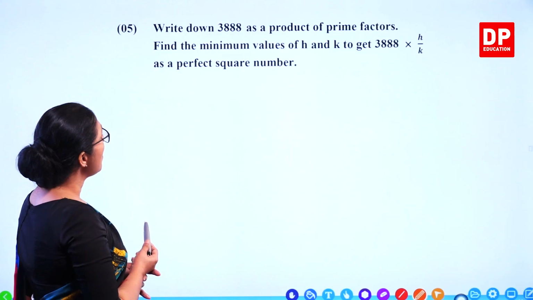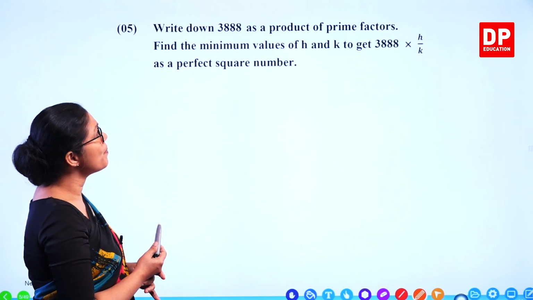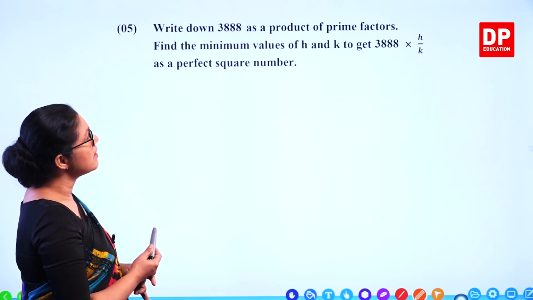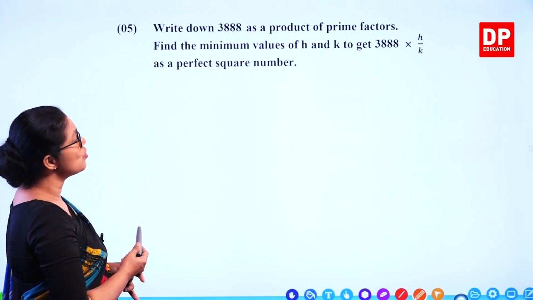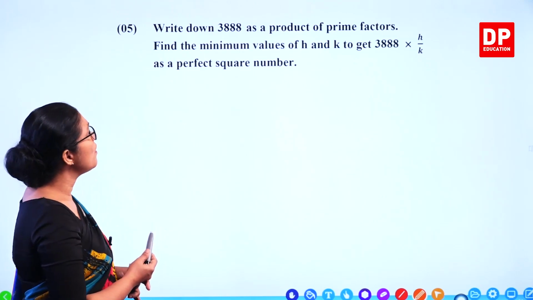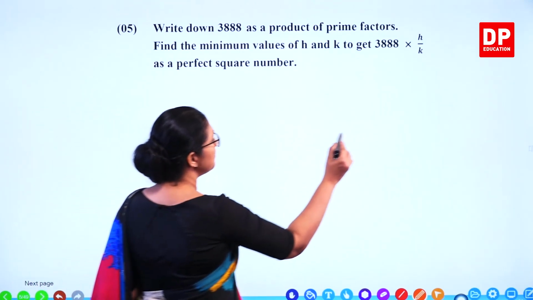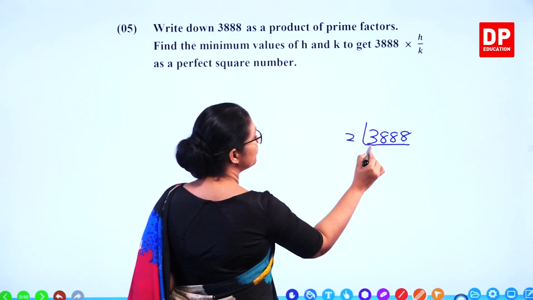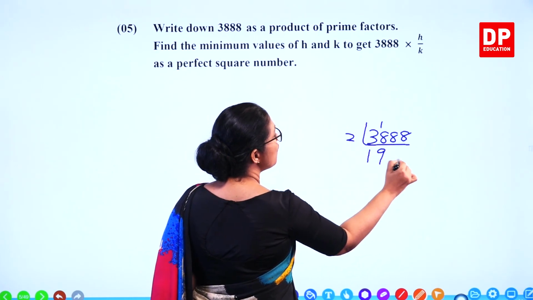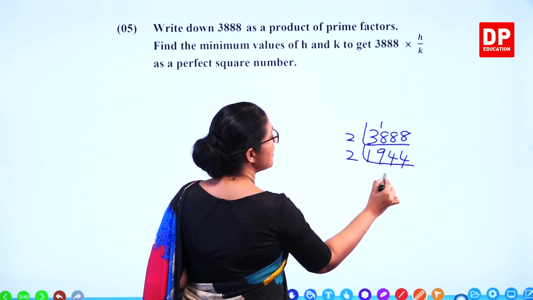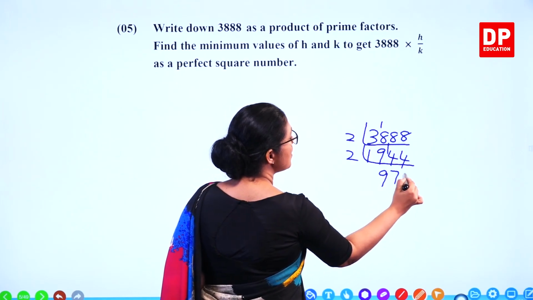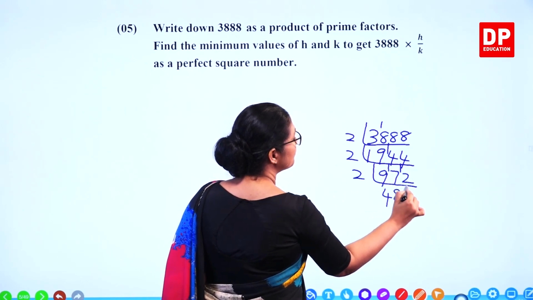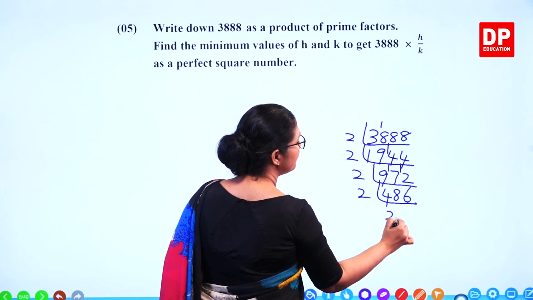Question number 5. Write down 3888 as a product of prime factors. Find the minimum values of h and k to get 3888 into h over k as a perfect square number. So we'll first find prime factors. We can see it's divisible by 2. 1944. Divide by 2 again, 972. Divide again by 2. Divide by 2.